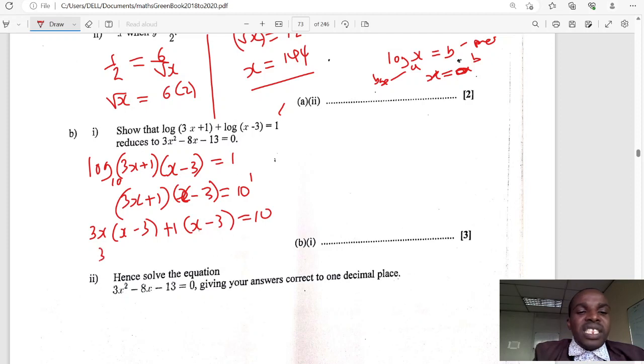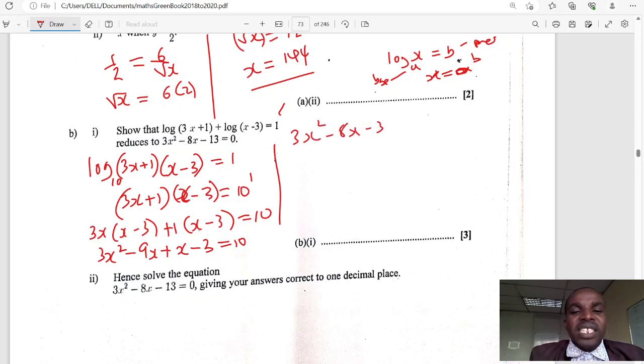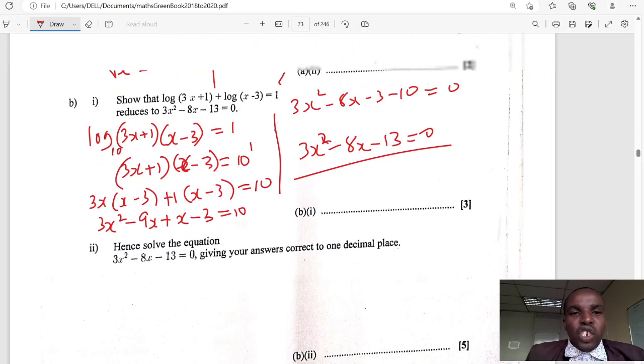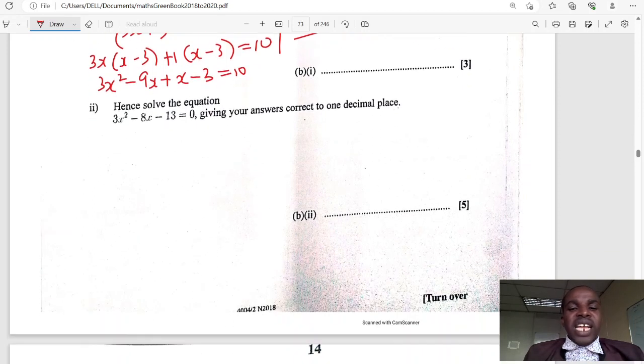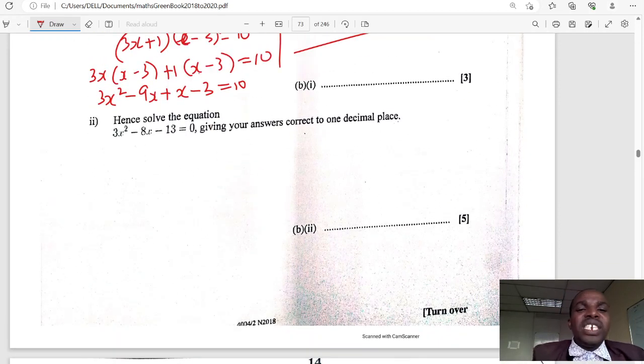Then 3x times x is 3x squared. Then minus 9x. Then plus x minus 3 is equals to 10. Like this. Then simplify. It will be 3x squared minus 8x minus 3. Then take 10 the other side. Minus 10 is equals to 0. Then this one will be simplified to 3x squared minus 8x minus 13 is equal to 0. Then, shown. Then next, you solve the equation, giving your answer correct to one decimal place.